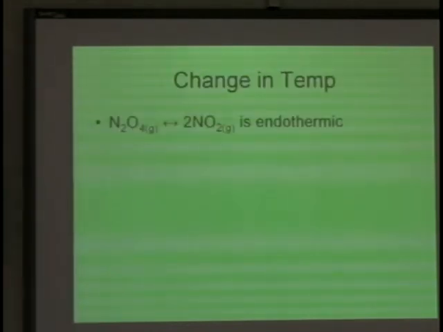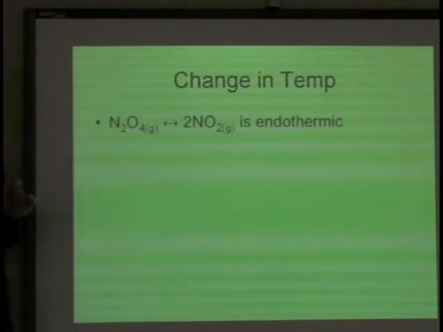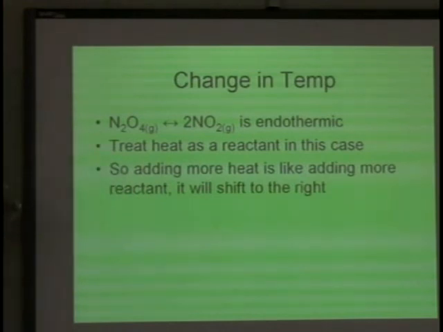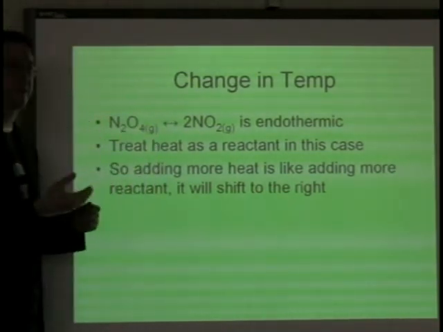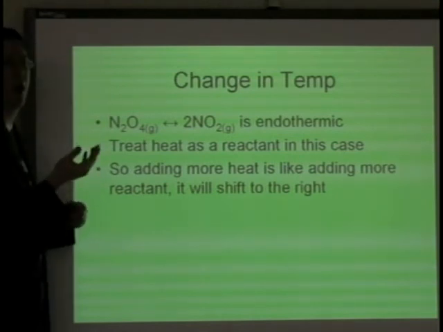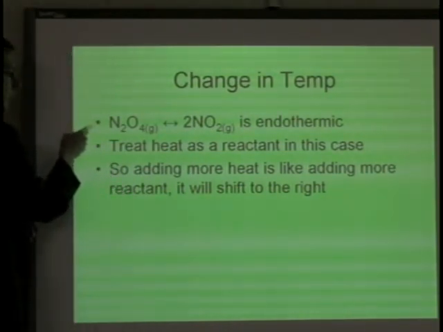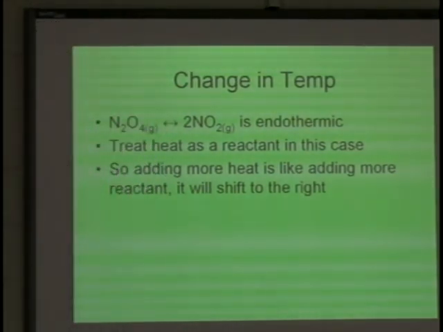The very last one to mention is the change in temperature. I'm going to give you an example of N2O4 gas making 2NO2 gas. This is endothermic. Now, if it's endothermic, that means you can treat heat as a reactant. So, if you add more heat to something that's already endothermic, it's like adding more of the reactant, which will make it shift left to right. So there's no easy way to say left or right when we're dealing with change in temperature, because you have to first figure out, is it endothermic or exothermic? So in this case, endothermic means I could write heat as a reactant right here. And if you add more heat, you're adding more reactant to shift the reaction from the reactants to the products.